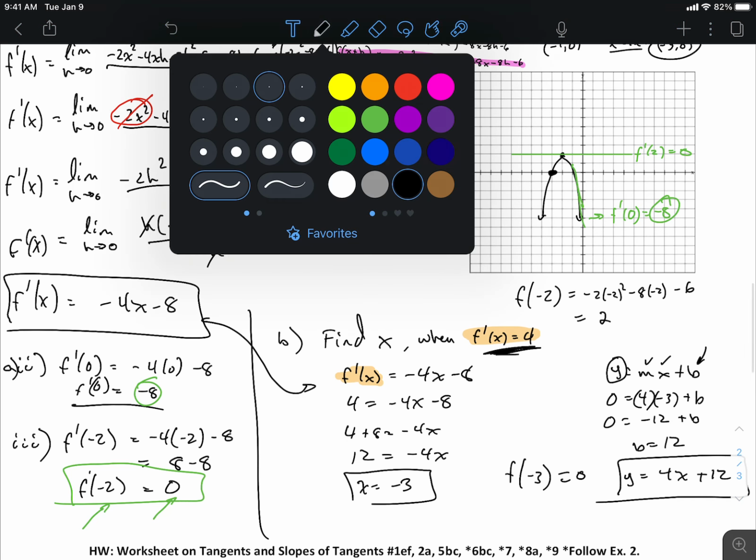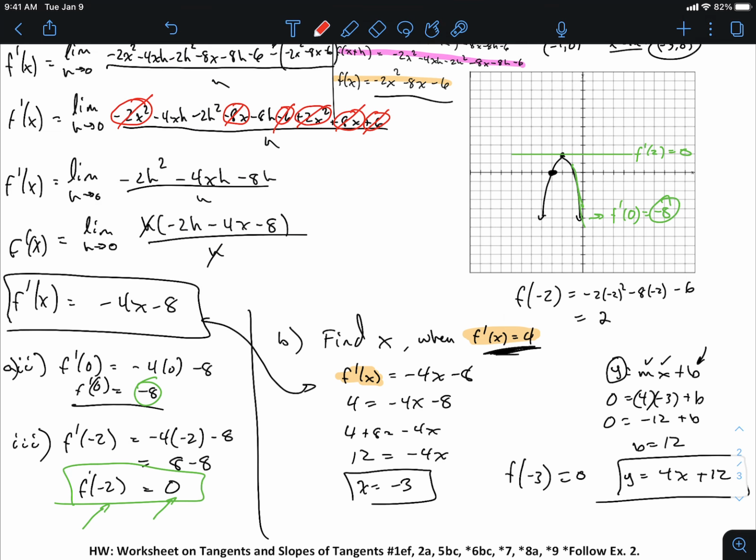I'm going to go up here. I'm going to draw this in red. So the equation of the tangent, or the line that goes through that point that represents the slope, I suppose I'll put arrowheads on there, is y equals 4x plus 12.